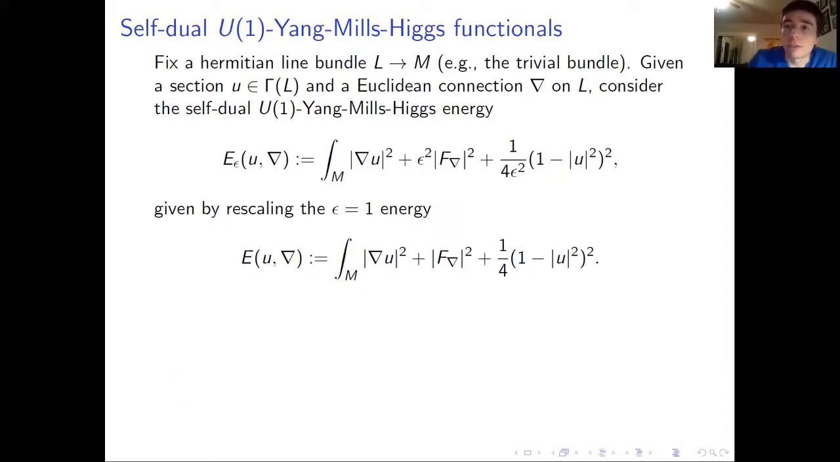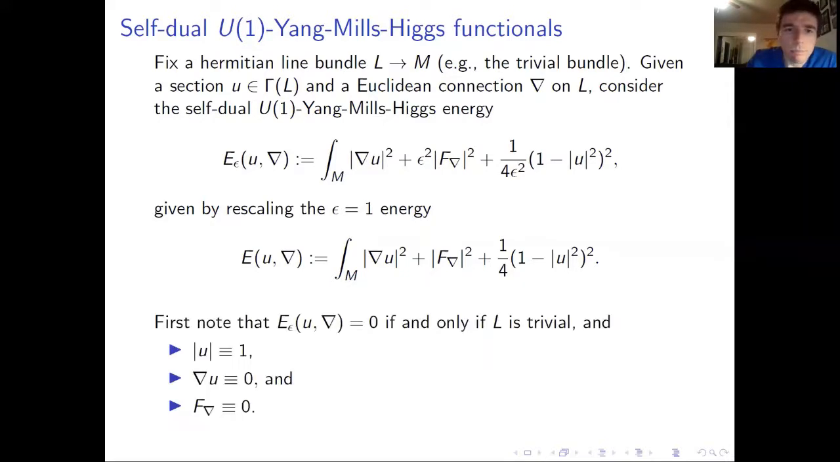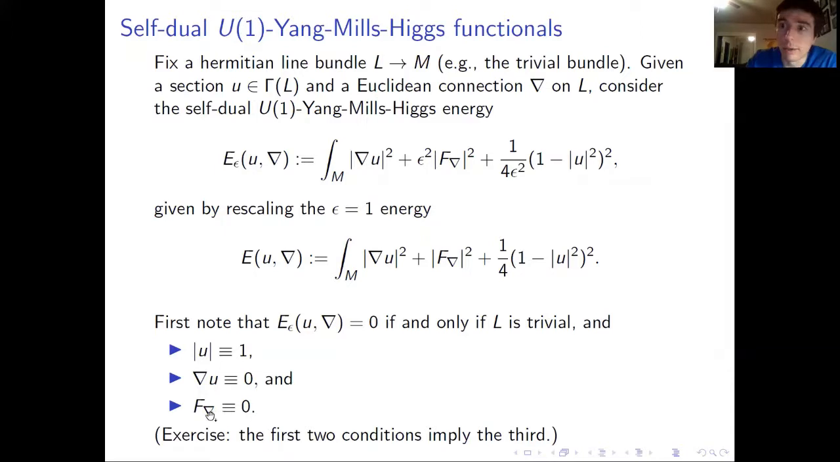So to get a feel for what this energy is doing, let's consider first what the zero energy solutions look like. First note that E_epsilon of (u, nabla) is 0 if and only if, well, first of all, L is trivial, and the following hold. u has norm 1 everywhere, since this potential has to vanish. So we're looking at a unit section. Nabla u is 0, so u looks constant with respect to our chosen connection nabla, and the curvature vanishes identically. And in fact, it's an easy exercise to check the first two conditions are enough to imply the third.